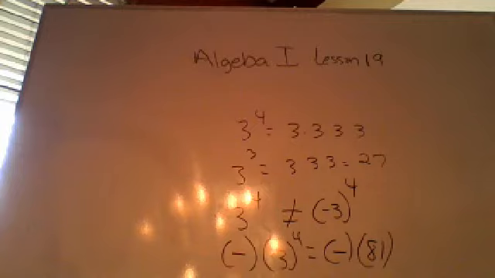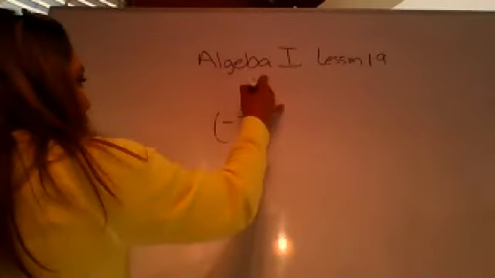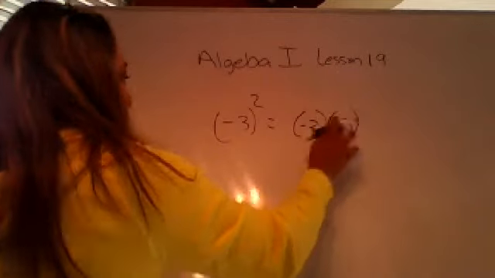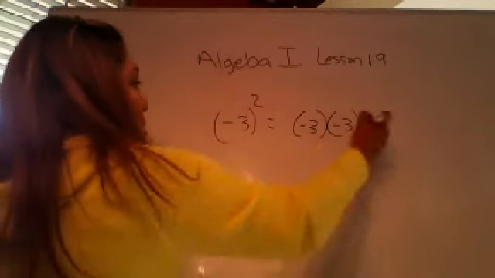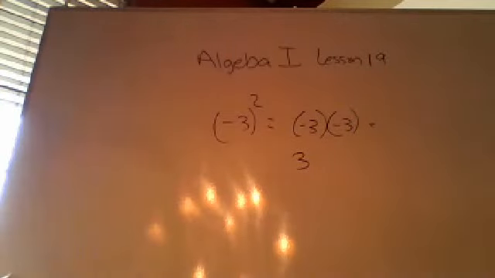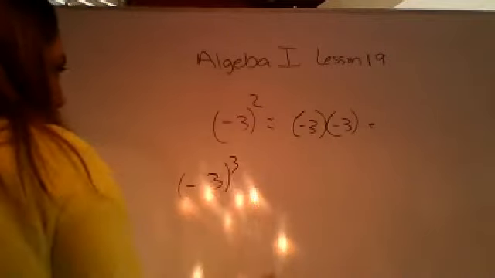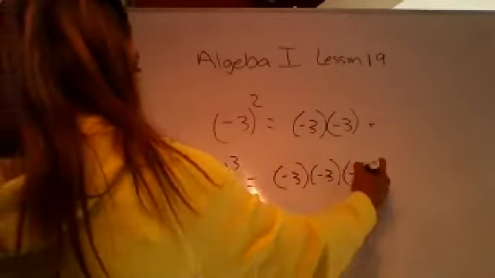All right, so let's go a little bit further. Let's look at example 19.2. Let's look at A. If we have negative 3 squared, this says everything inside here times to the second power. So now we have negative 3 times negative 3, which is going to give me a positive 9. What if I had negative 3 raised to the third power? Well, that simply says negative 3 times negative 3 times negative 3.